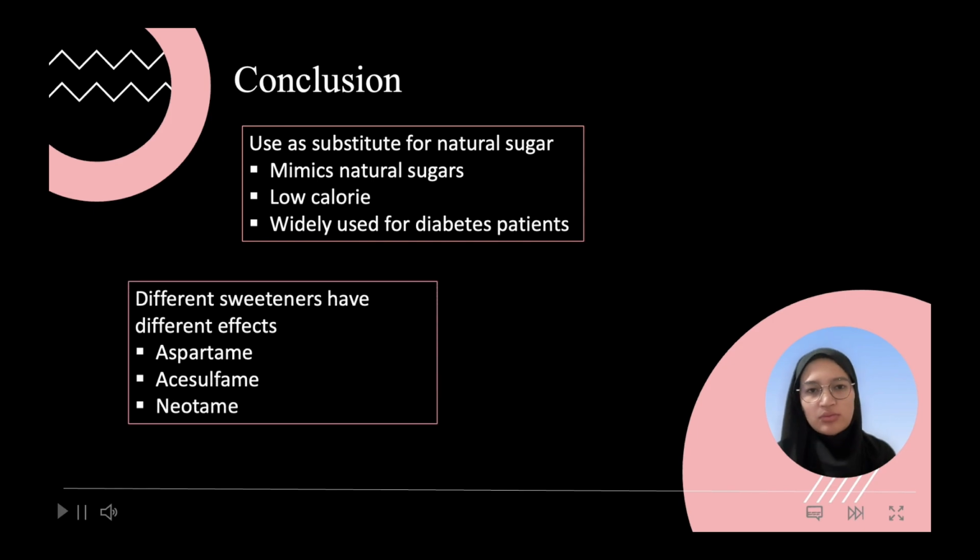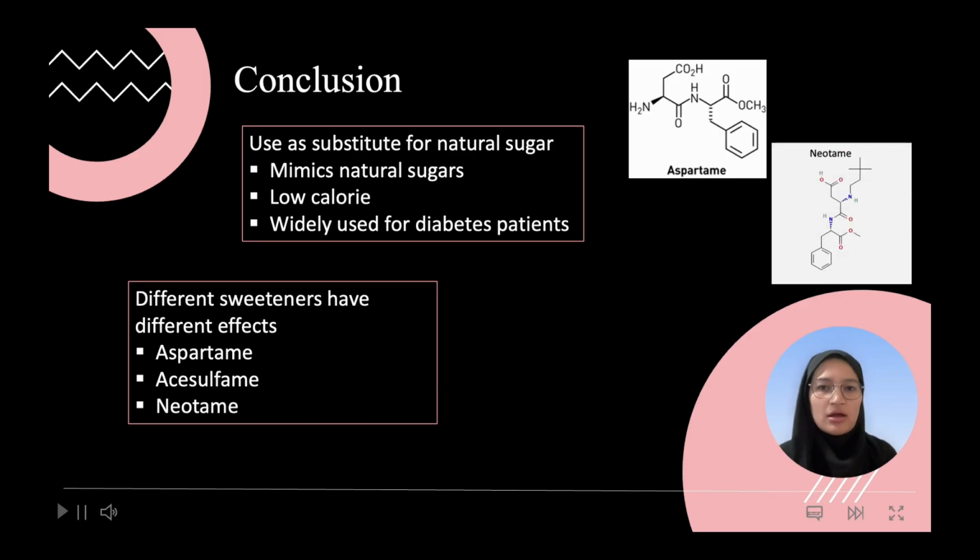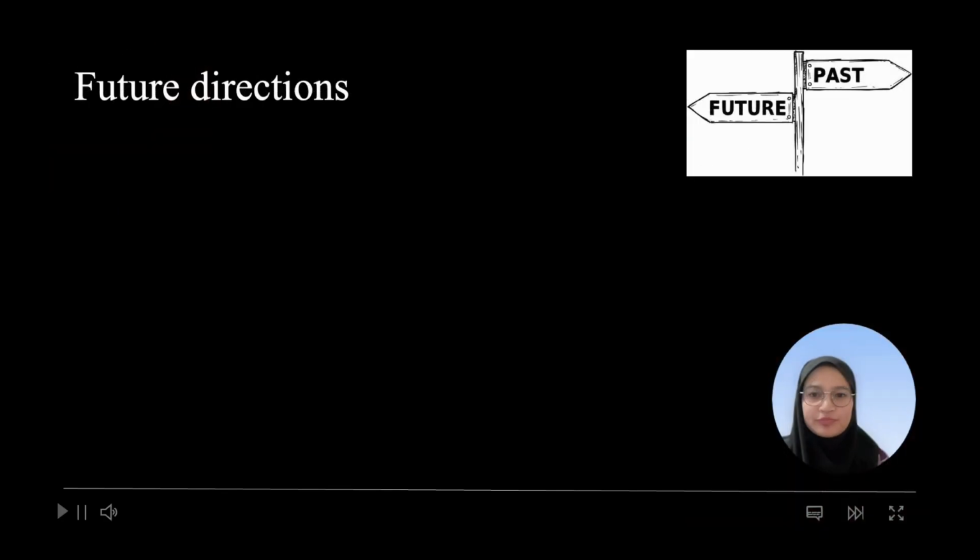However, the effect of each sweetener on the gut microbiome depends on its chemical structure. For example, neotame and aspartame show no significant impact on gut bacteria, while acesulfame can affect the glucose transport system, influencing how the body regulates sugar levels. This highlights that structural differences play an important role, and more research is needed to fully understand their long-term safety.